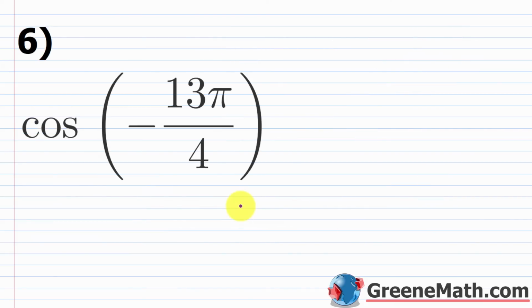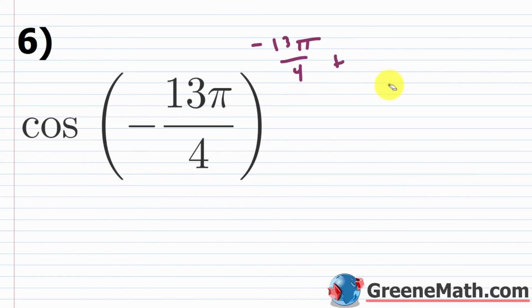Okay, for problem 6, we have the cosine of negative 13 pi over 4. So let me write negative 13 pi over 4. And I need to add 2 pi, but that's not going to be enough, right? Because if I add 2 pi, if I get a common denominator, 2 multiplied by 4 over 4 is 8 over 4. So this would be 8 pi over 4. And that's not enough to make this not negative anymore. So you would need to add another 2 pi.